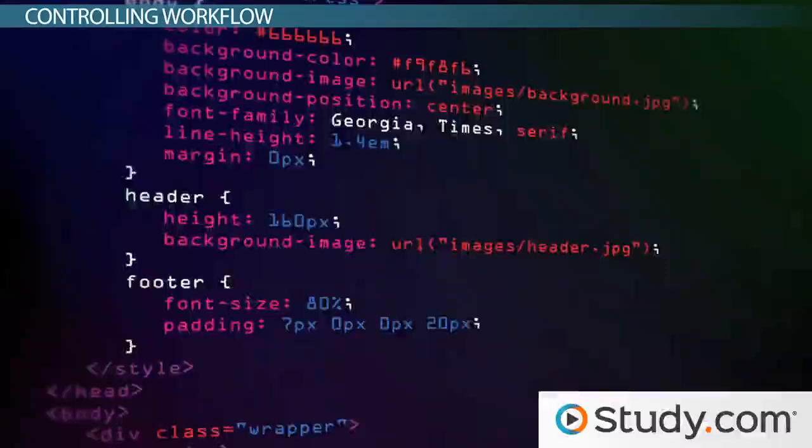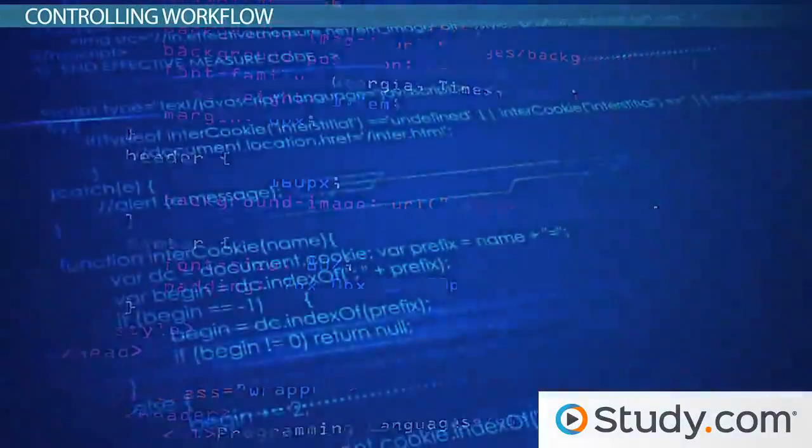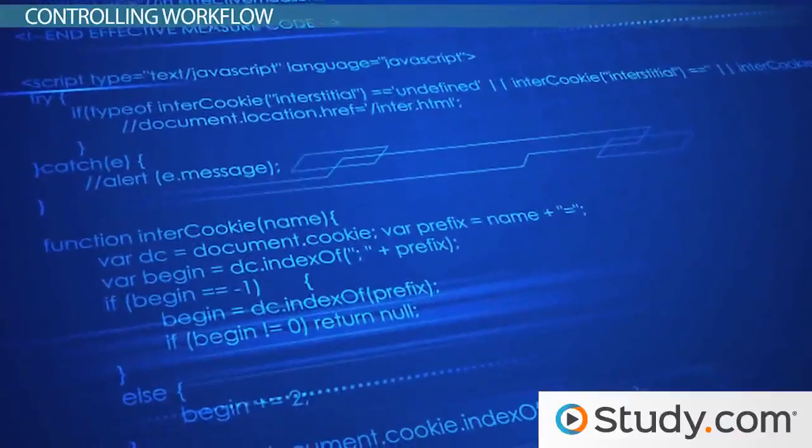You can think of a computer program as a series of statements that are executed line by line. By default, lines are executed in a simple sequence from the first line to the last.